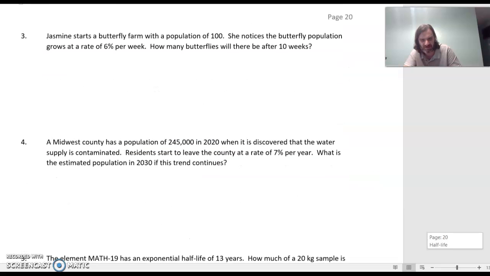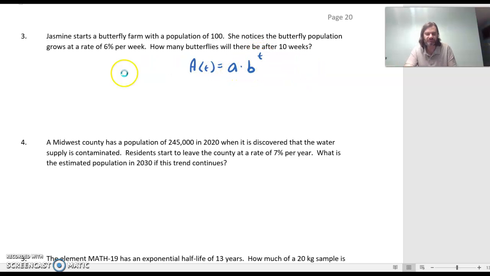Okay, next problem, number 3. Jasmine starts a butterfly farm with a population of 100 butterflies. She knows the butterfly population grows at a rate of 6% per week. How many butterflies will she have after 10 weeks? So let's see here. This is a growth problem. So we can say A of t equals a times b to the t.